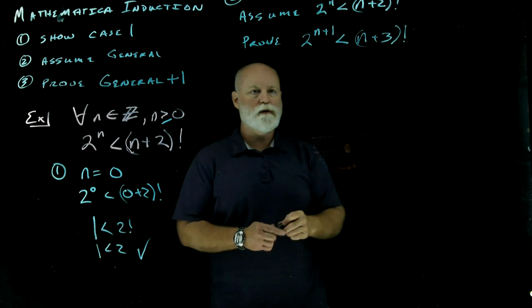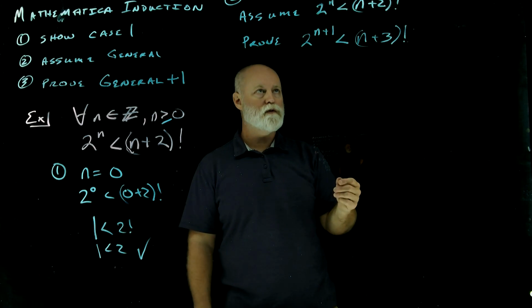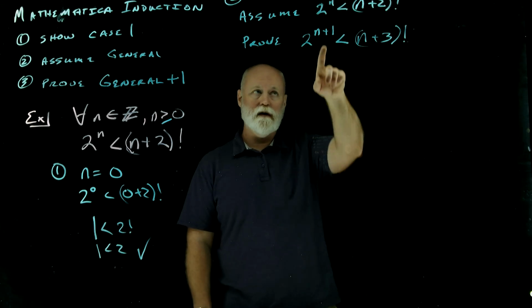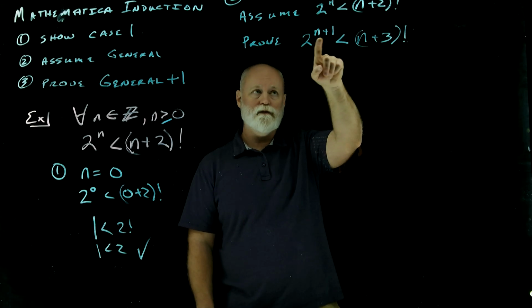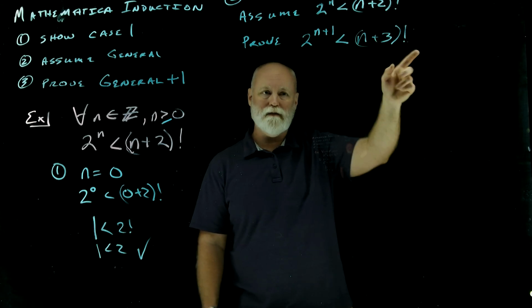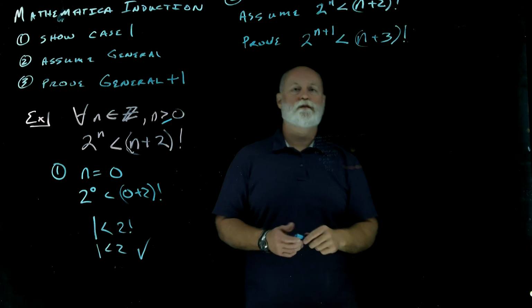If you're struggling with that, pause for a second and think this through. I'm doing n plus 1, the next case, right after the general one. So I'm taking n plus 1, so it becomes n plus 1 plus 2, which becomes n plus 3. I want to prove that. Where am I going to start?